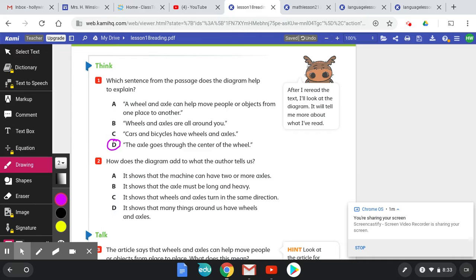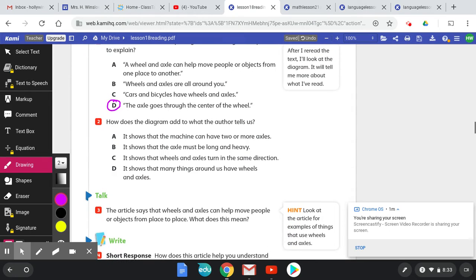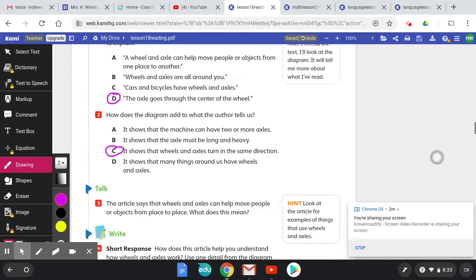Number 2, it says, how does the diagram add to what the author tells us? How does the diagram add? How does it help you a little bit more? Well, I hope you chose C. It shows that wheels and axles turn in the same direction.